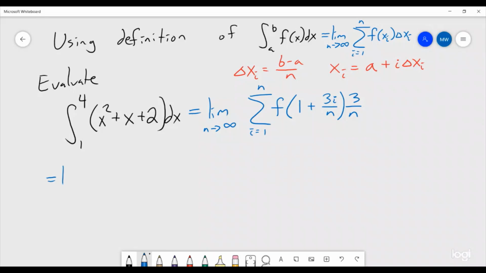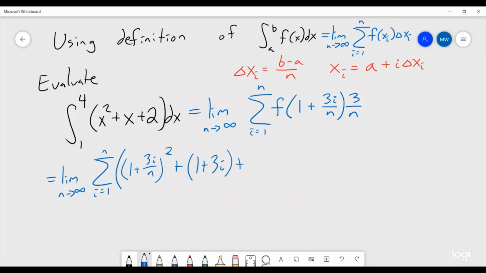So we expand that all out, we get the limit as n goes to infinity of the sum from i equals 1 to n of, we got a 1 plus 3i over n squared, plus a 1 plus 3i over n, plus 2, times 3 over n. So we've gotten that much.